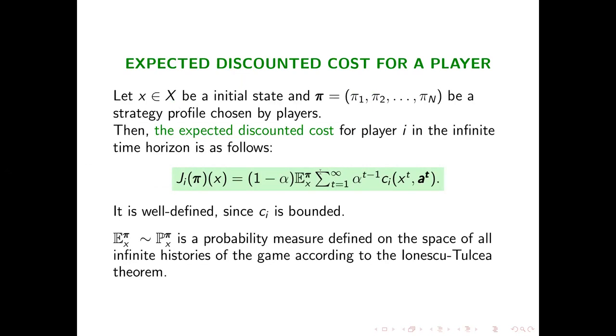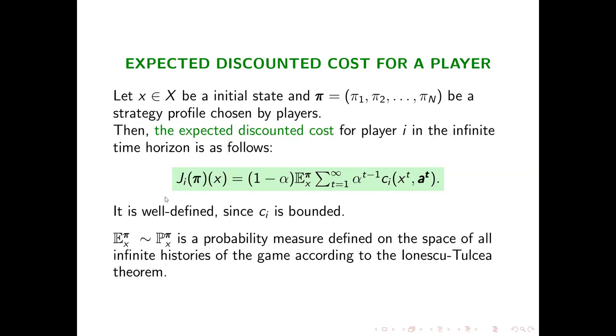And as I mentioned, I will consider discounted costs for players. So if I have initial state x and this strategy profile pi chosen by the players, then I define the expected discounted cost for each player. For player i, in the infinite time horizon, it is defined in the following way. Alpha is the discount factor, and I multiply this by 1 minus alpha just to normalize this cost.